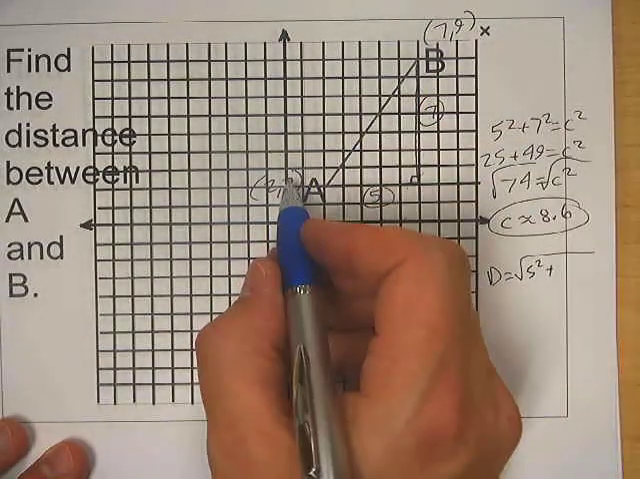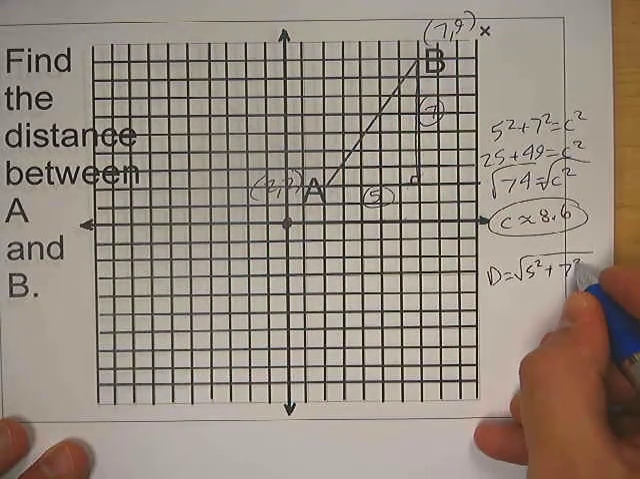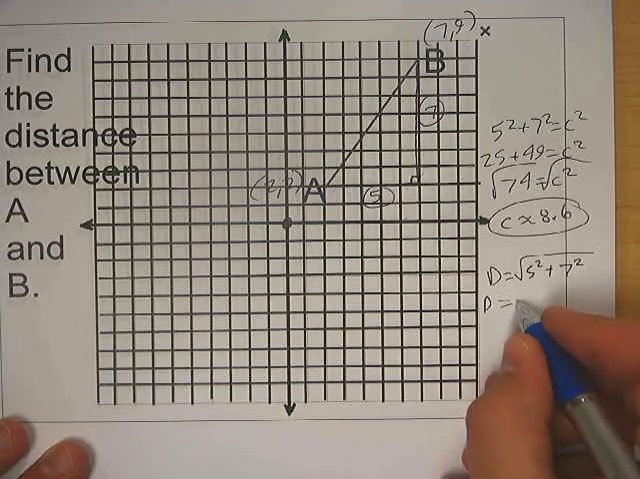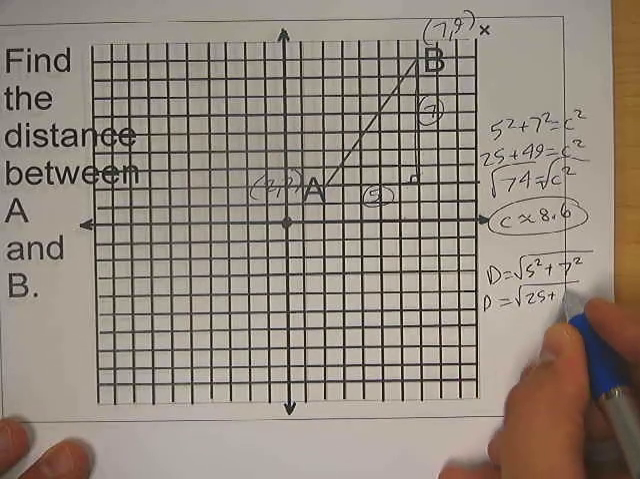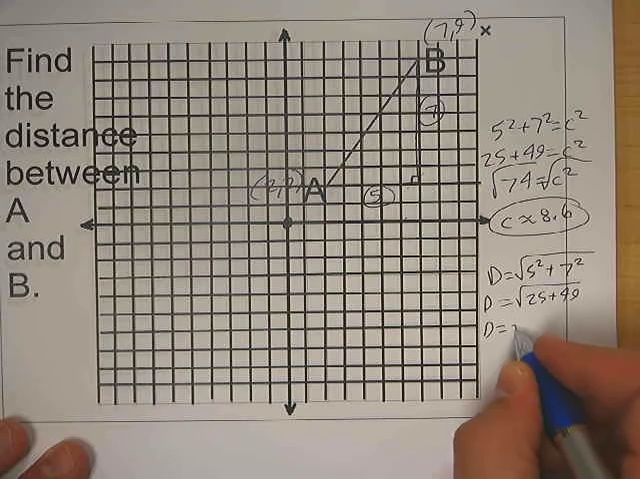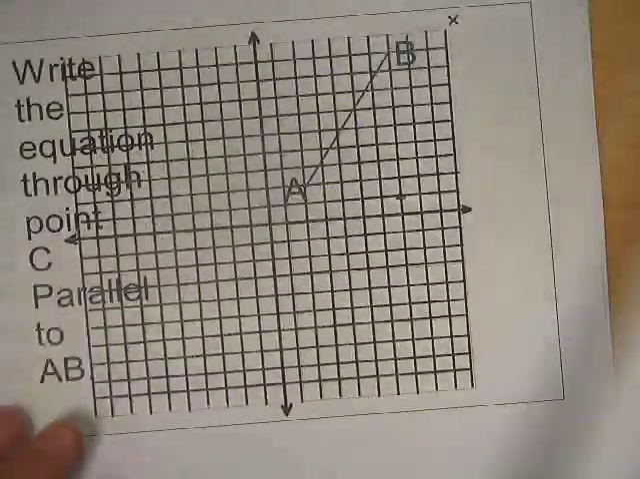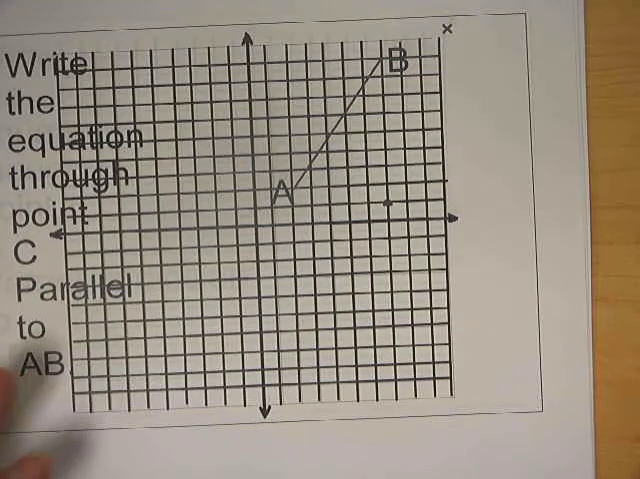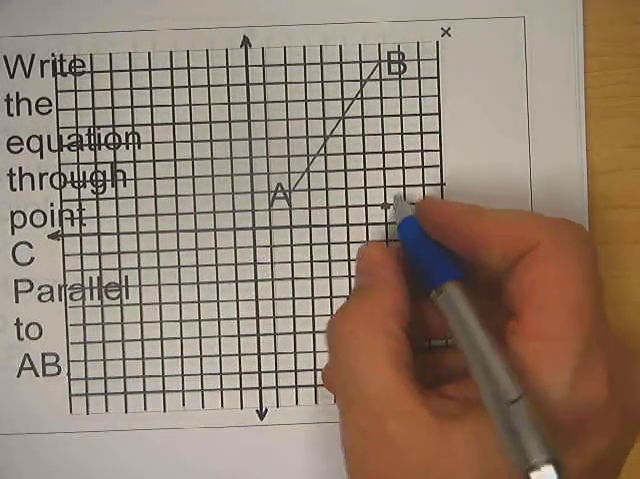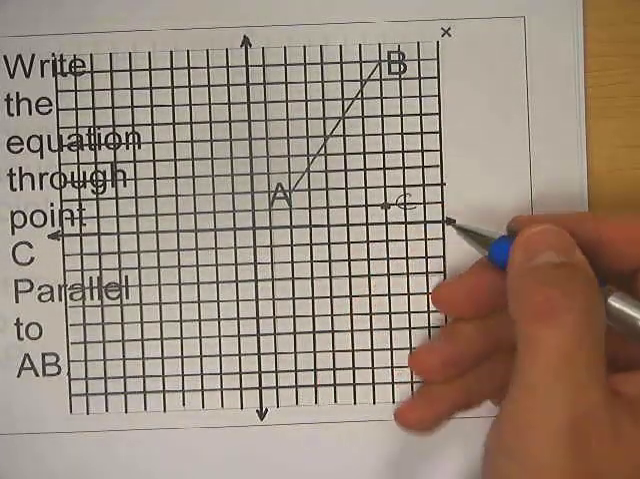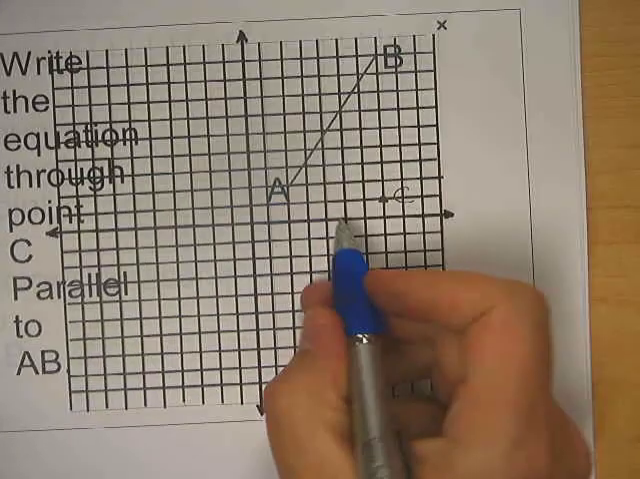Another way to do it is you could say distance equals the square root of the difference of the x's. So I could take 7 minus 2, get 5 squared. And the y's go from 2 to 9, which is 7 squared. When you do that, you get 25 plus 49, d equals the square root of 74, and you get the same answer that way. So a couple different ways to do it. All right.